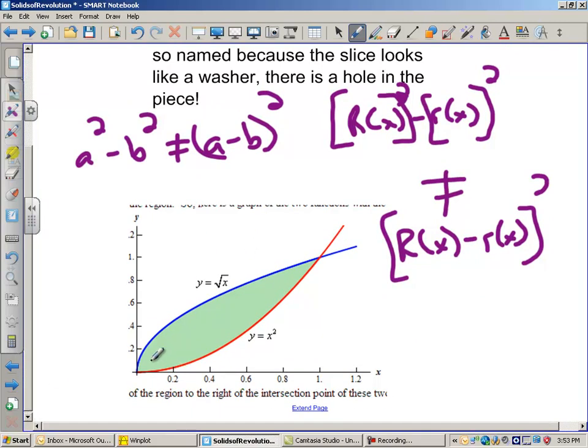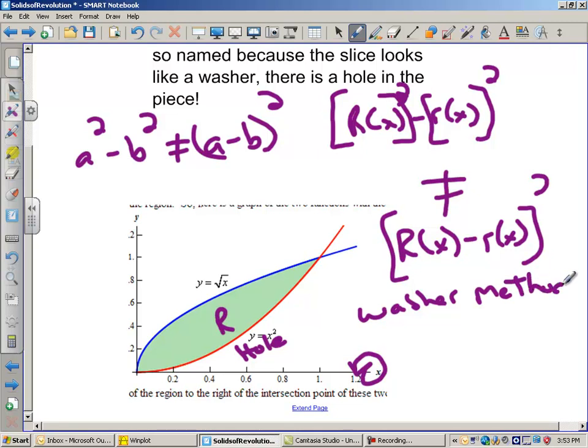Here I have a region defined above by the square root of x and below by x squared, and I want to revolve this around the x-axis. Notice that my region has some space. There's a hole between my region and my axis of revolution. If that is the case, you're going to have to do what's called the washer method.